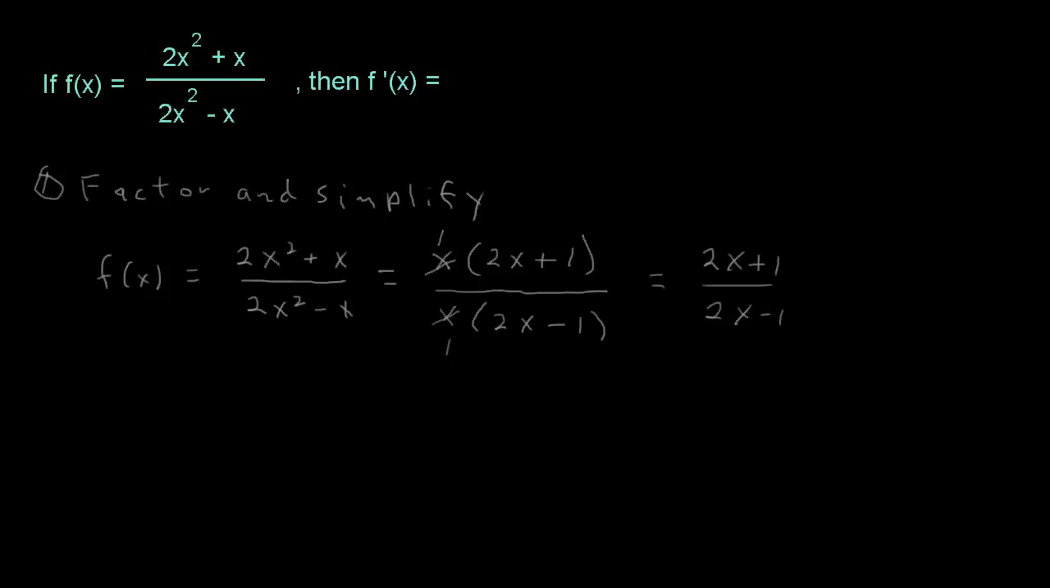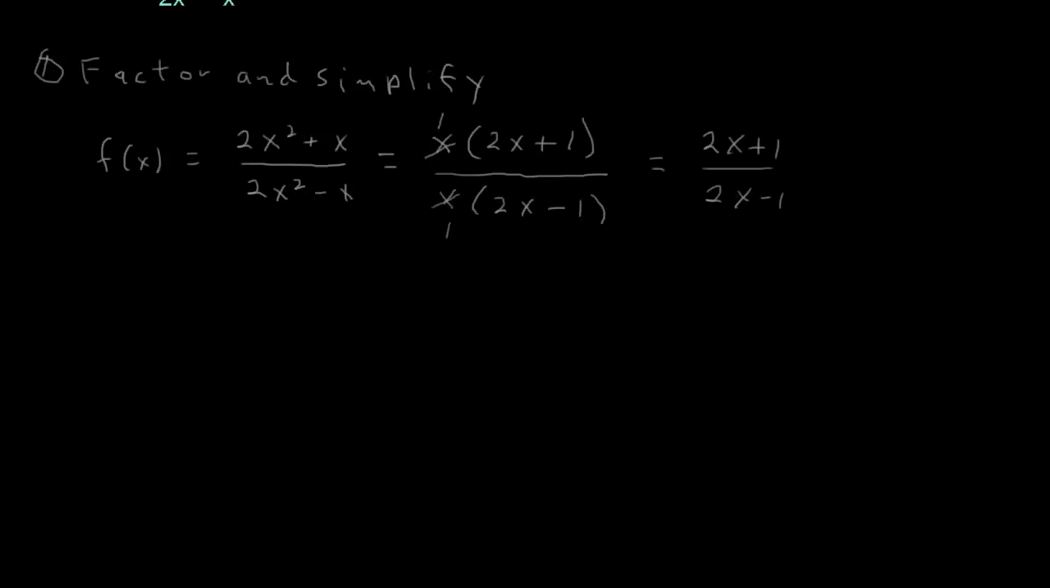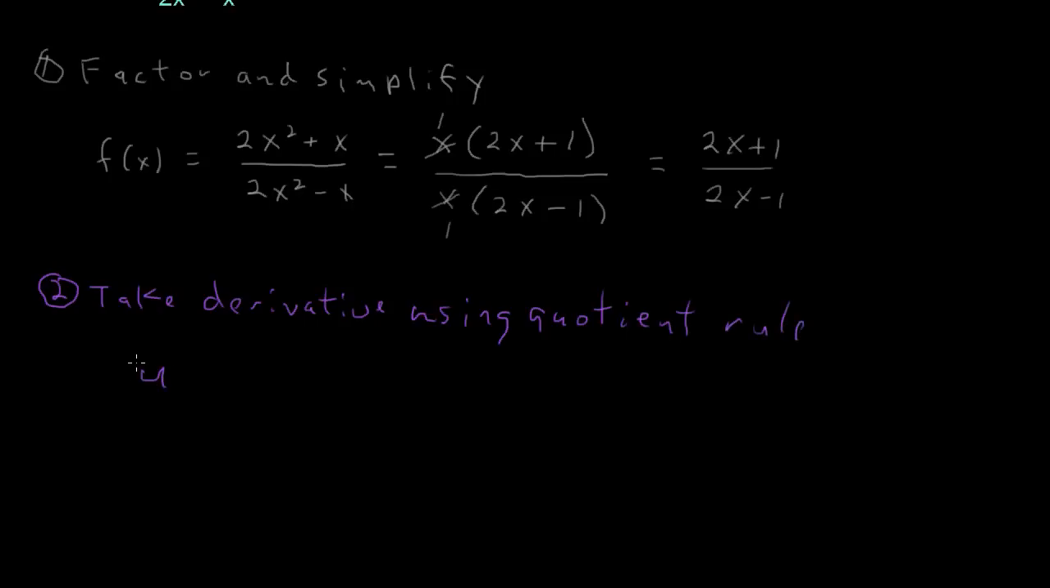The second step, we will take the derivative using the quotient rule. So what is the quotient rule? Let's say we have two functions. We'll call one of them u, and that'll be in the numerator, and then we'll have another function v in the denominator. So it's u divided by v.